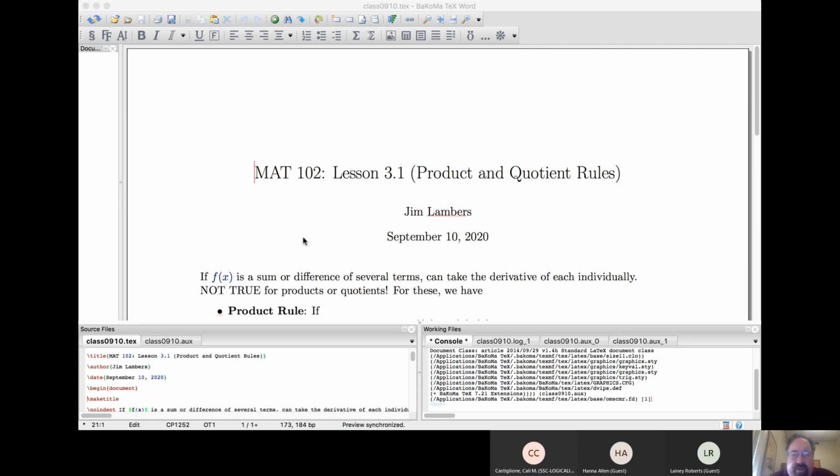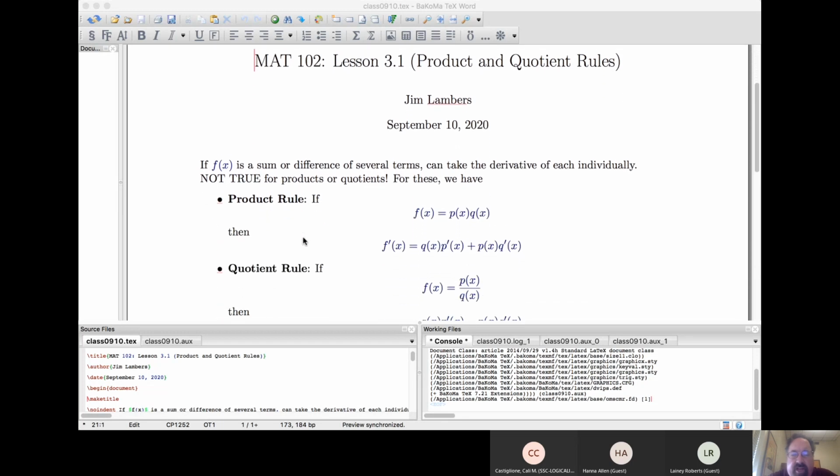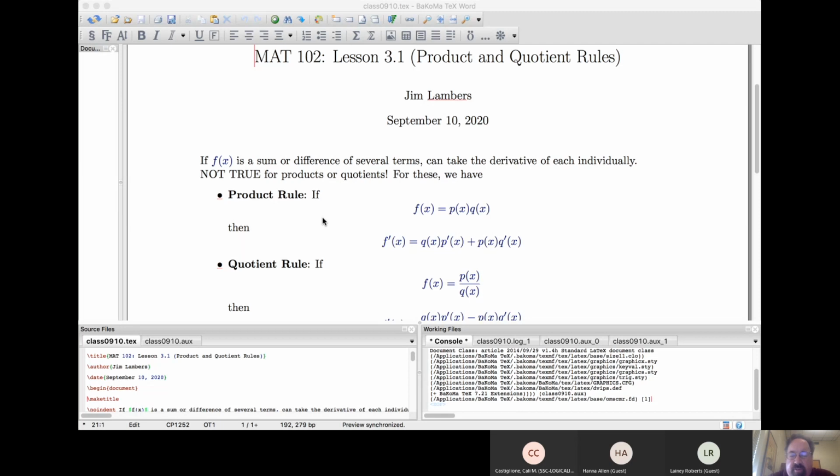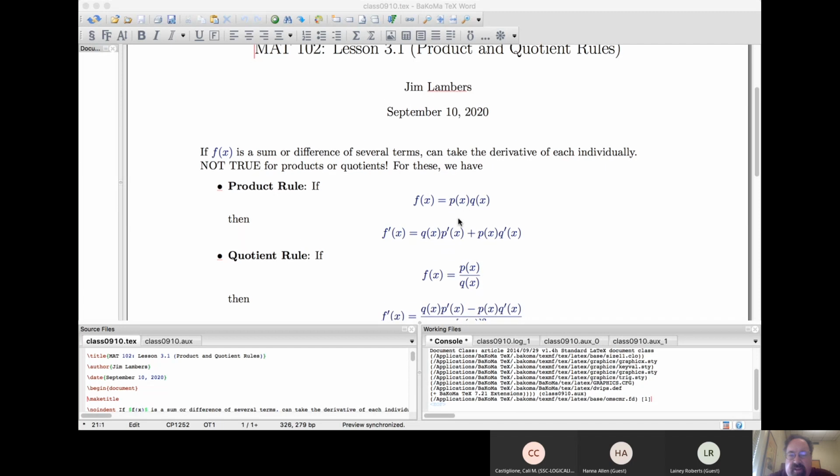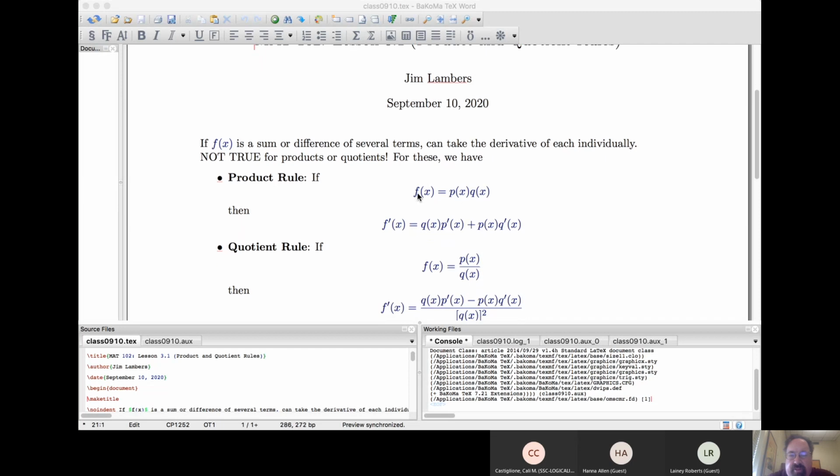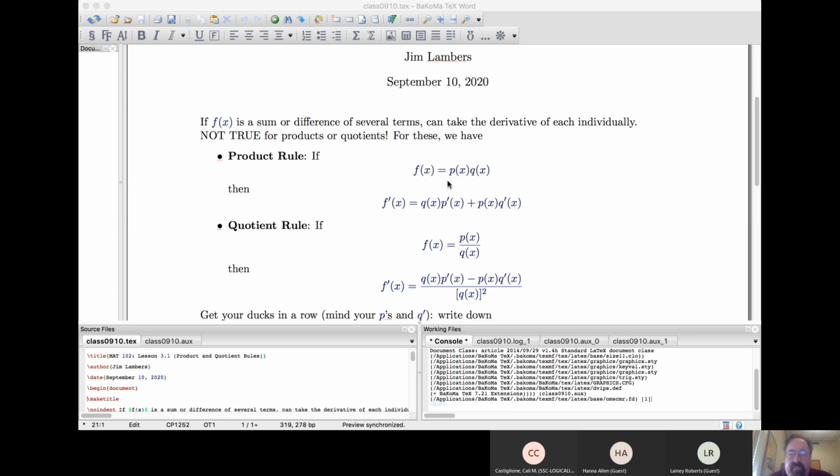But it's very important to keep in mind that that does not apply when functions are combined in other ways. Adding and subtracting are easy cases. But here we have a case of a function f of x being a product of two functions, or a quotient. So here we have rules to obtain the derivatives in those cases. In this lesson, literally, you're going to have to mind your P's and Q's.